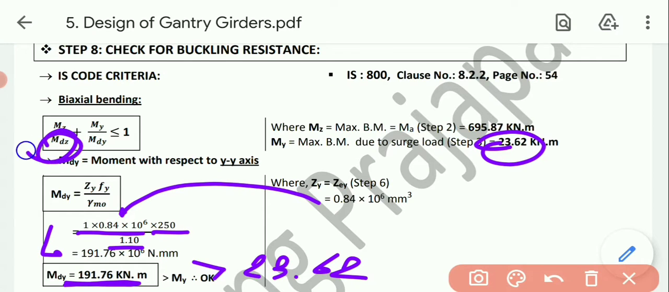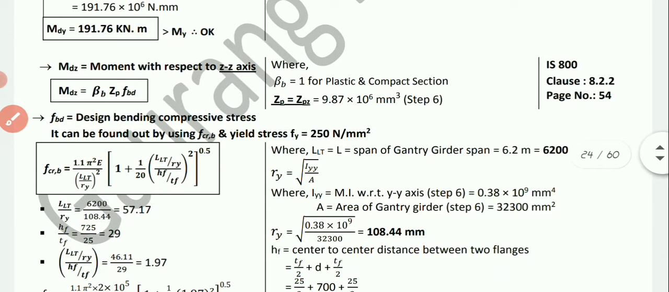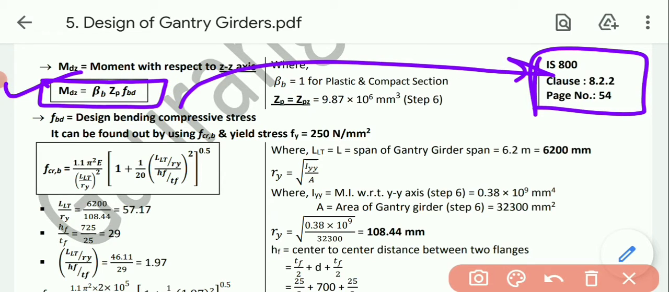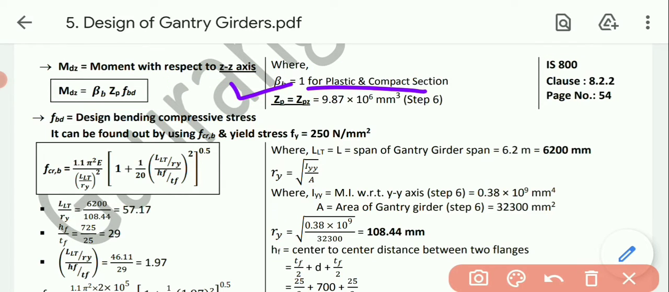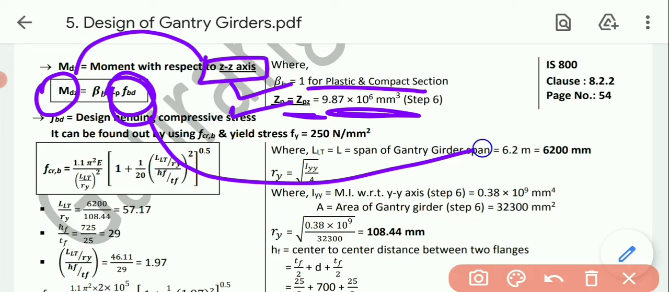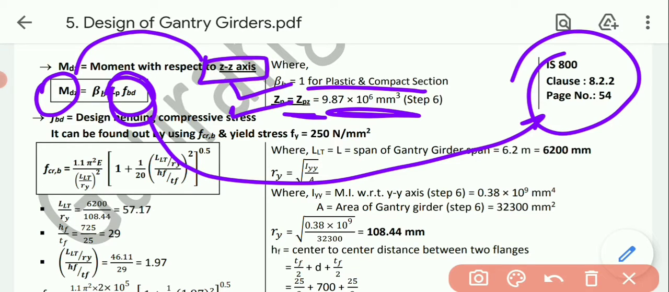Now in order to calculate MdZ, we need to solve the parameters regarding MdZ. For that we need to use the code, page number 54. MdZ, moment with respect to the z-axis. The formula as per this clause is beta b Zp fbd. Beta b is always one for plastic and compact sections as per the page number 53 criteria. As we are calculating MdZ with respect to the z-axis, Zp equals Zpz, that is 9.87 × 10^6. We have already calculated this in step number 6. Now the only unknown parameter is fbd. For that we need to go to this clause. Okay, let's go to the clause.